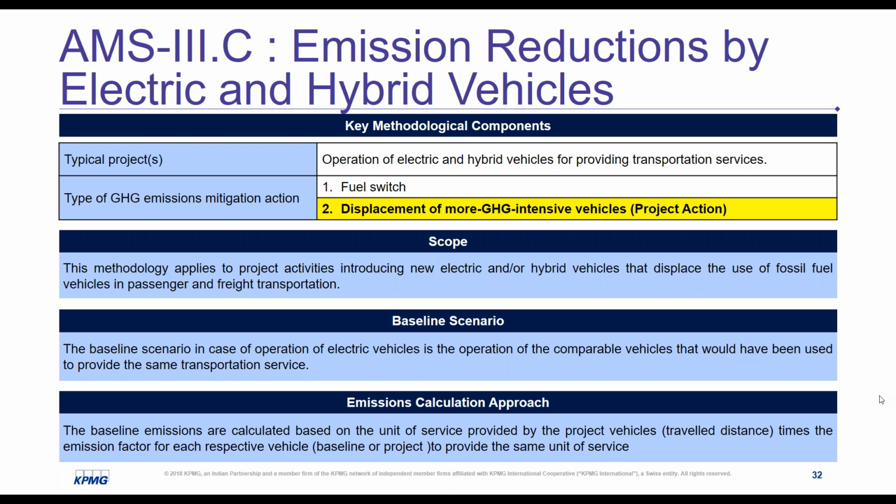The type of mitigation action, of course, is displacement of more GHG intensive vehicles and introduction of new electric vehicles that displace the use of fossil vehicles in passenger and freight transportation. The baseline scenario was to continue with the operation of the diesel buses in Colombo. The emission calculation approach is based on the unit of service provided by the baseline project vehicles times the emission factor for each respective vehicle to provide the same unit of service. If you could go into the next slide, please.